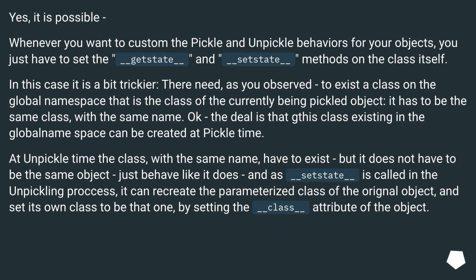Okay, the deal is that this class existing in the global namespace can be created at pickle time. At unpickle time the class, with the same name, has to exist, but it does not have to be the same object, just behave like it does, and as __setstate__ is called in the unpickling process, it can recreate the parameterized class of the original object, and set its own class to be that one, by setting the __class__ attribute of the object.